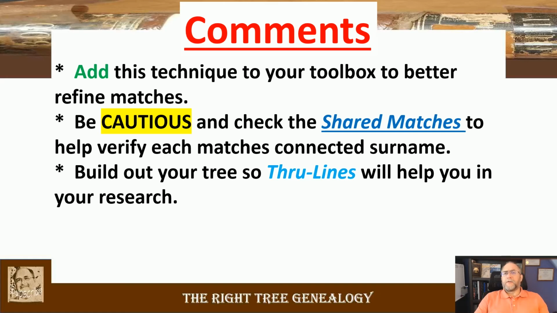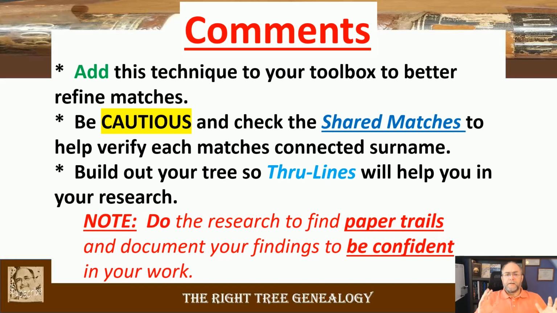A key factor for through lines to work for you is to create a good tree of your own. This isn't just a straight-line genealogy of your mom, your grandpa, grandma, and grandparents and grandparents. You need to add the other children of your ancestors in order for this to work better. As you verify your information, you add those, and that's where this next point comes in. Your paper trails are very significant here, and documents, to support your findings and to be confident in your work.